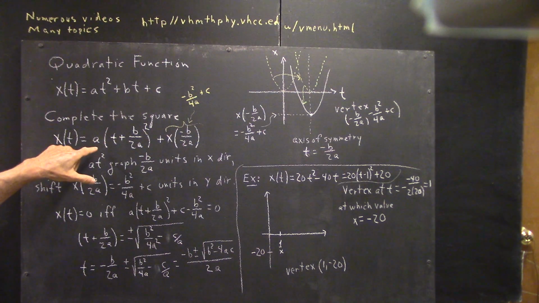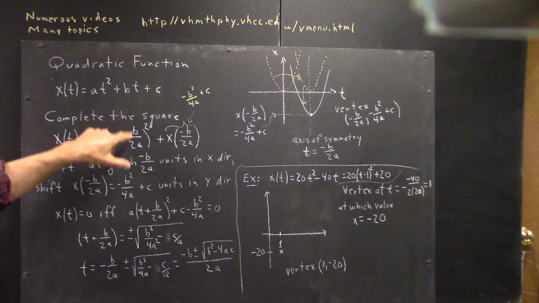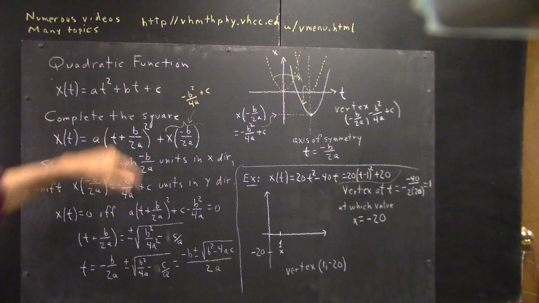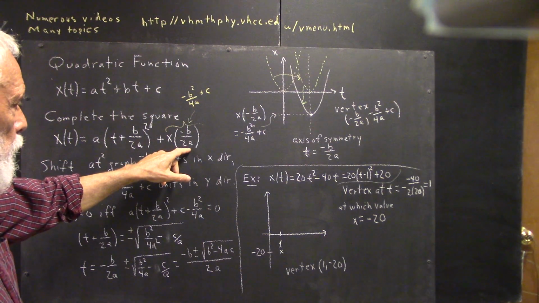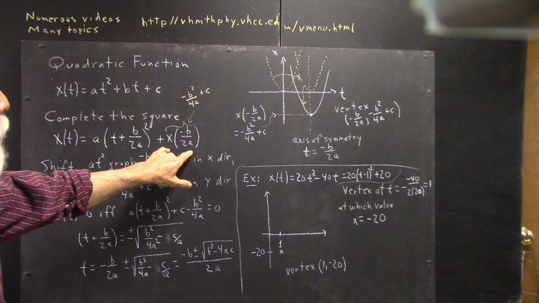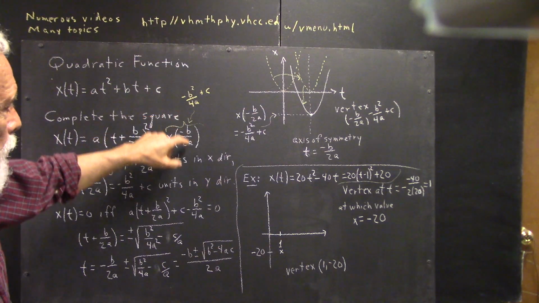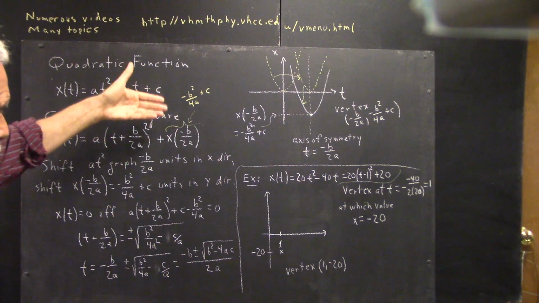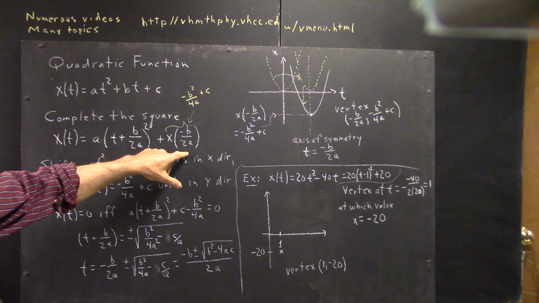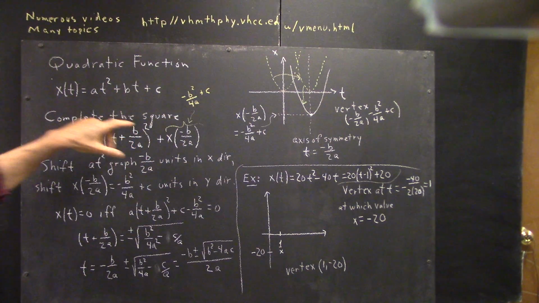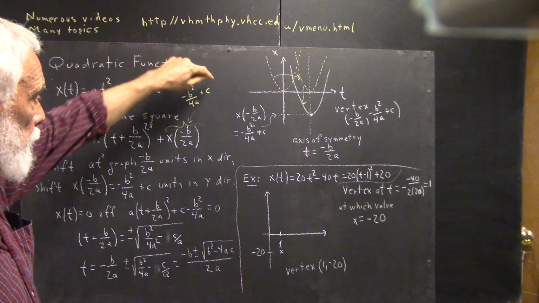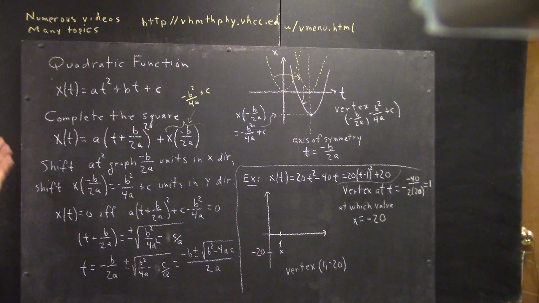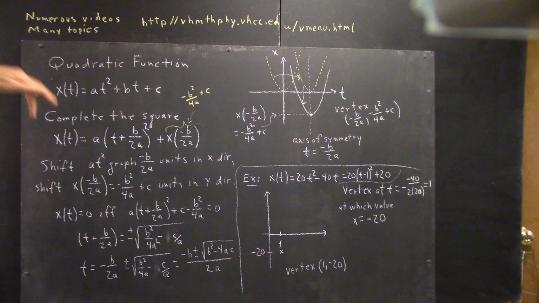We get the form x of t equals a times the quantity t plus b over 2a squared, plus, and I designate this by x of negative b over 2a. The quantity that you get when you plug in negative b over 2a, which arises naturally in completing the square, into this function. And if you plug this into the function, you get negative b squared over 4a plus c.